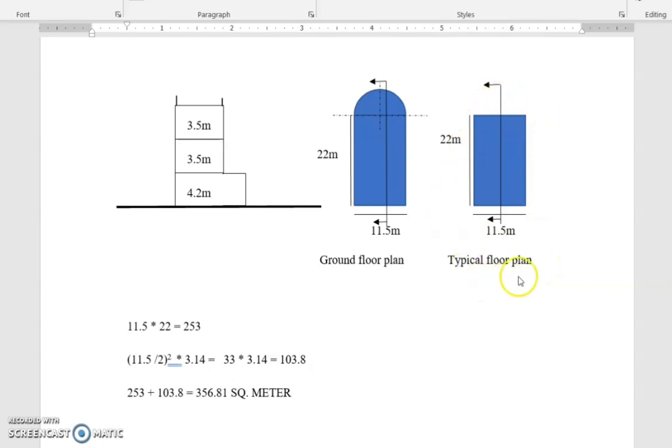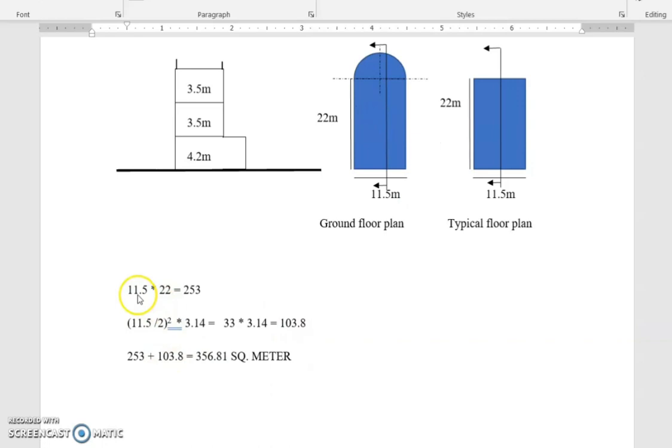So how many typical floors do we have for this building? One and two. The ground floor is like this, so we are cutting this way, looking at the building from this side. First of all, we need to calculate the total area for the ground floor, then the total area for the typical floor. The ground floor consists of a half circle and a rectangle.